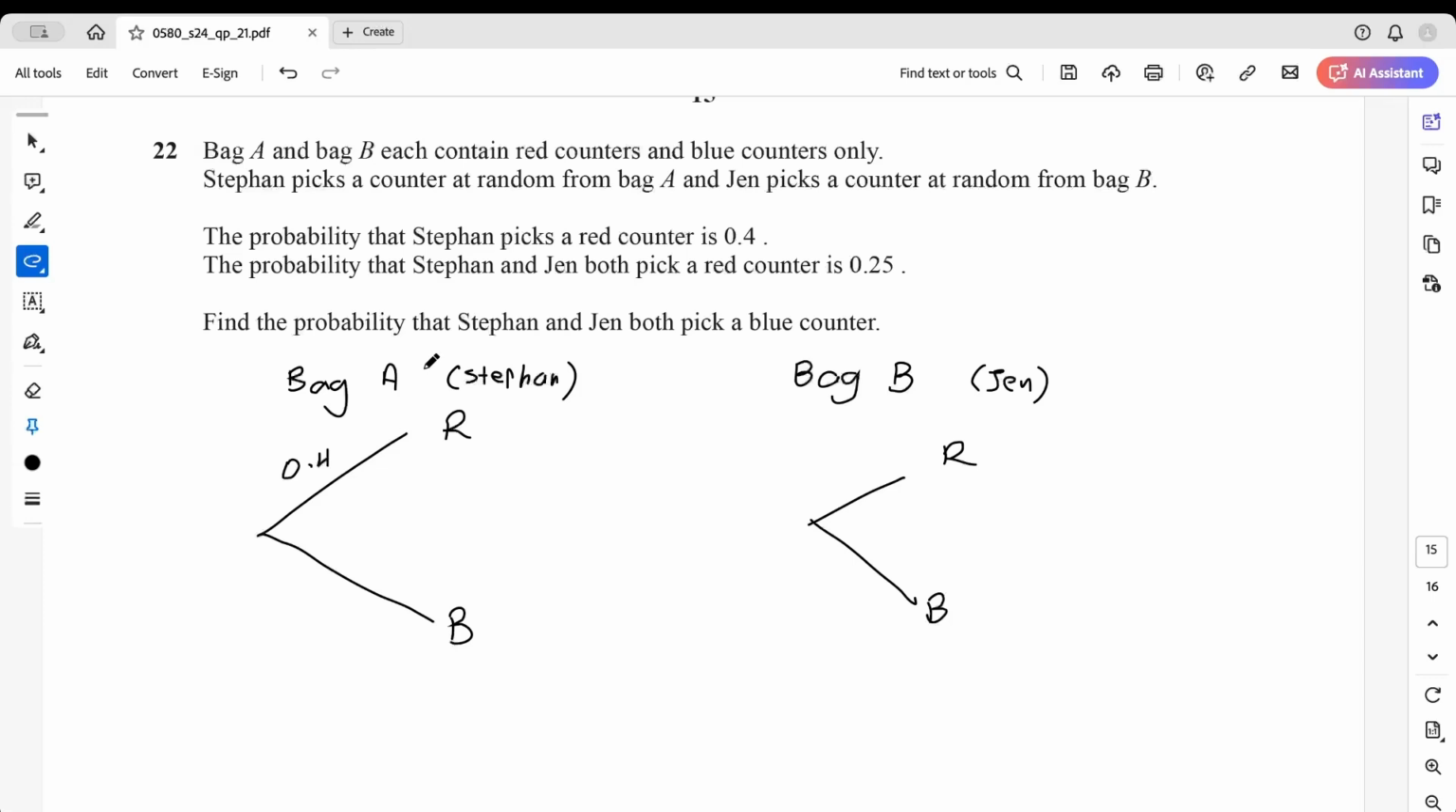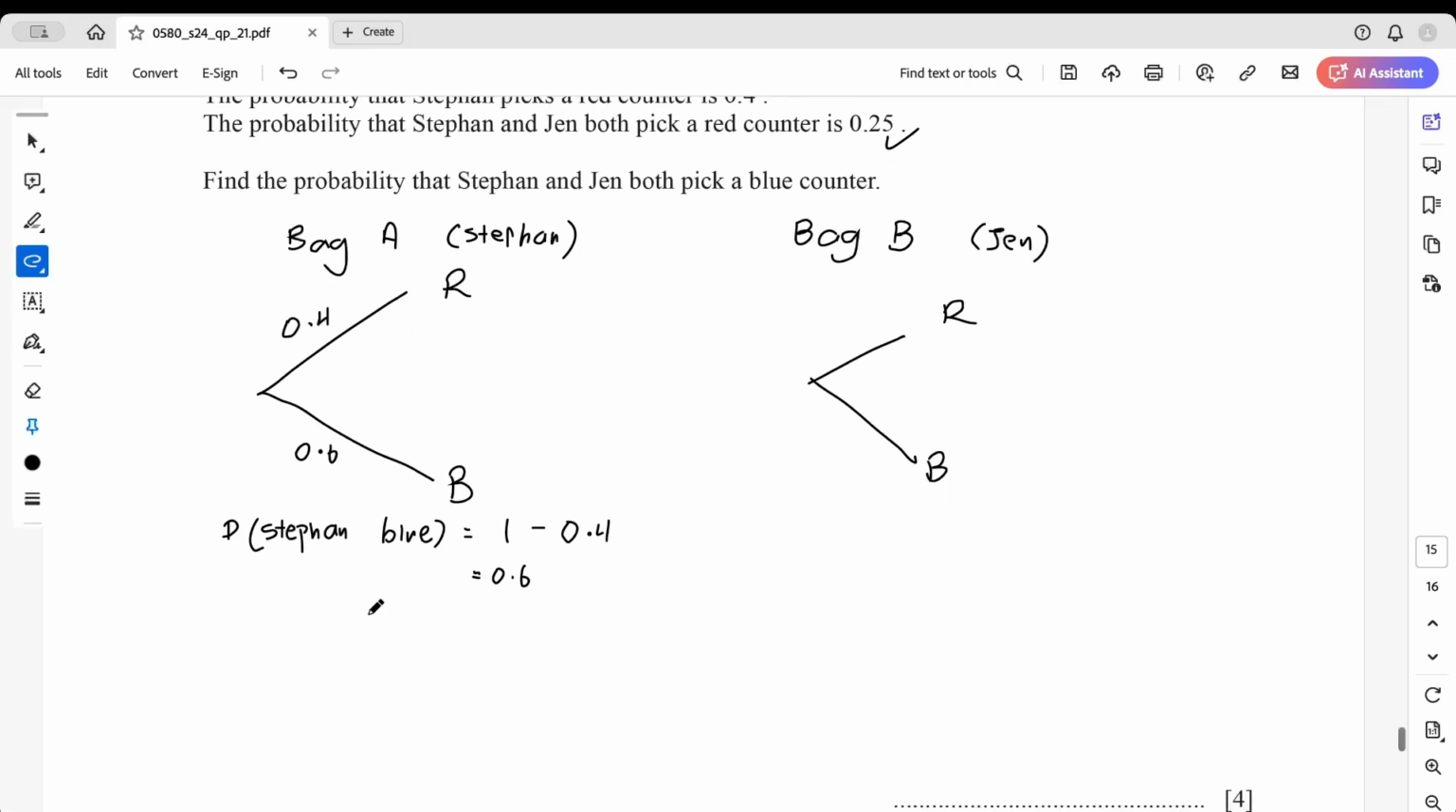From this information, since the probability that Stefan picks a red is 0.4, we can say that the probability of Stefan picking blue is 1 minus 0.4, which is 0.6. So that's the other end of the probability. Now, this mixed probability, what can we do about that? The probability that Stefan, I'll notate that with an S, picks a red, and remember the symbol, this is 'and', Jen picks a red is 0.25.